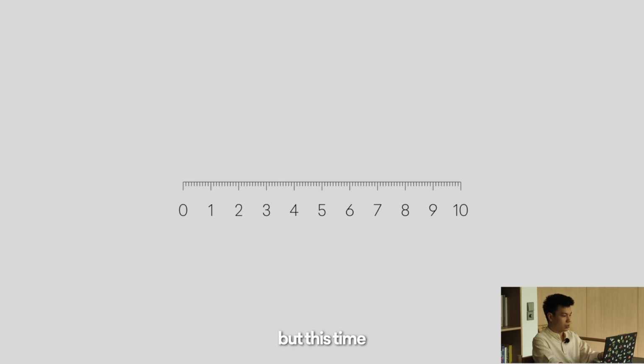Let me explain. First, factor. Let's count numbers. 1, 2, 3, 4, 5, 6, 7, 8, 9, 10. Imagine this is a ruler. Let's count again, but this time with these dots. 1, 2, 3, 4, 5, 6, 7, 8, 9, 10. Basically, the ruler tracks where the dots are being placed.